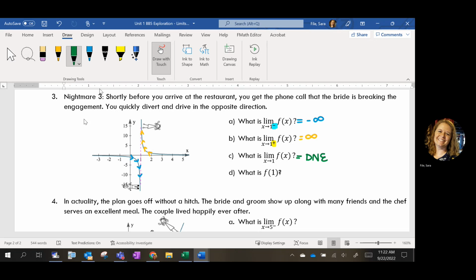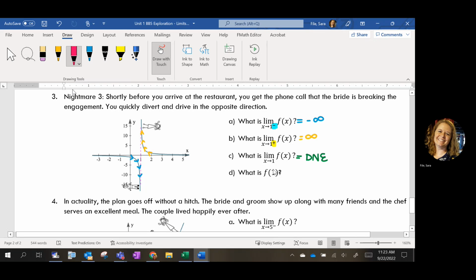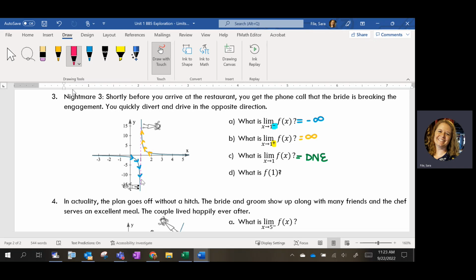Okay. All right. So then evaluate here when x is 1. So we go to where x is 1. Is the function defined anywhere? Does the function exist anywhere along that x value? No. So this is an undefined value.